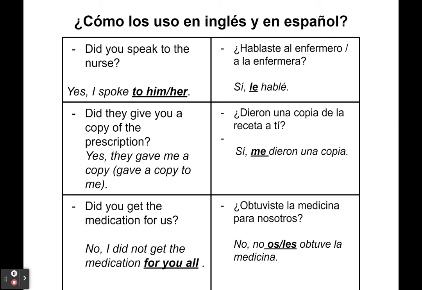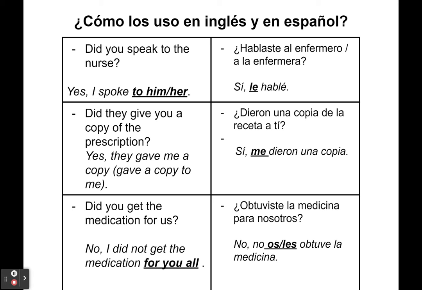So to say your indirect object pronoun technically. In Spanish, you have obtuviste, which is did you get or did you obtain. La medicina, the medicine. So what did you get? Qué obtuviste, the direct object, and para nosotros, for us. Okay? And the answer is no os or les obtuve la medicina.